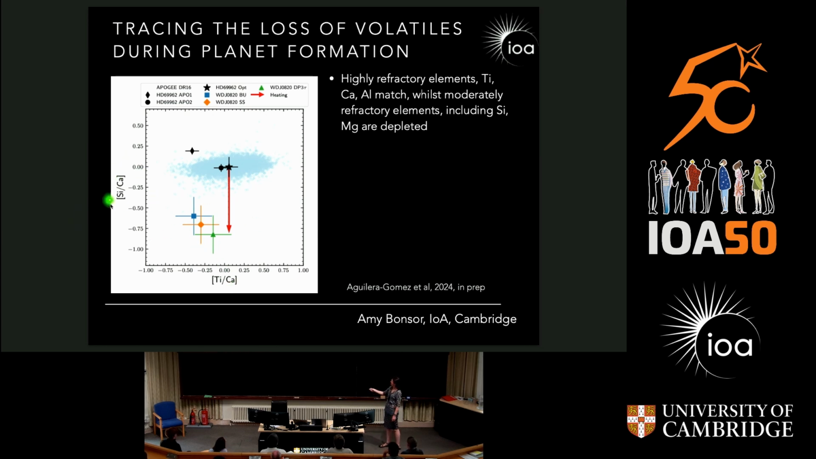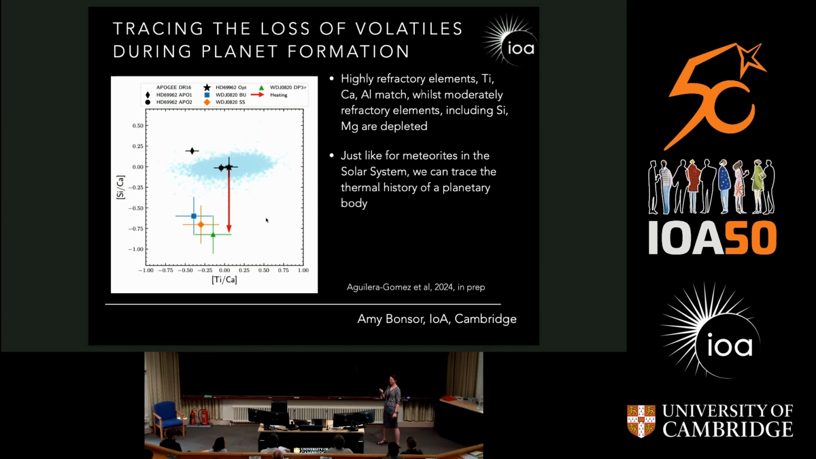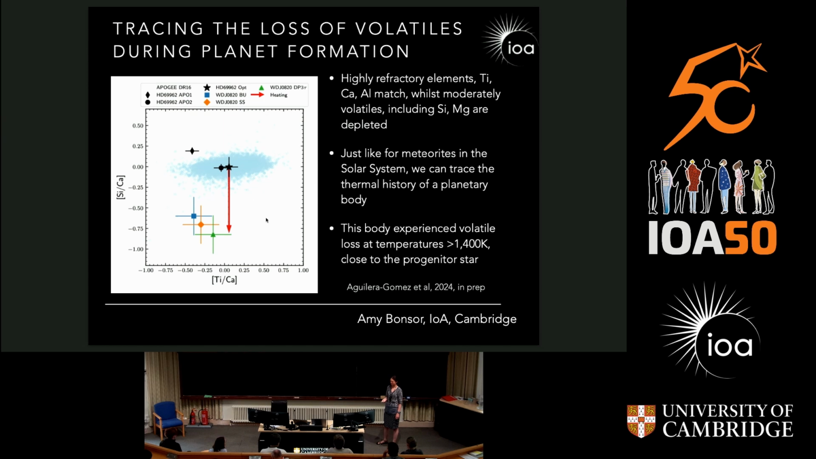Here we're looking at silicon to calcium against titanium to calcium. And this object's even more interesting because not only do the refractory element abundances match, so titanium and calcium between the white dwarf and the star are very similar, but we're seeing evidence of a depletion of silicon relative to calcium, which is evidence of very strong heating that happened during planet formation. And that's helping us to constrain the thermal history of these planetary bodies. And it means that around this host star, which is a much more massive host star than our solar system, this body's probably experienced temperatures higher than 1,400 Kelvin.